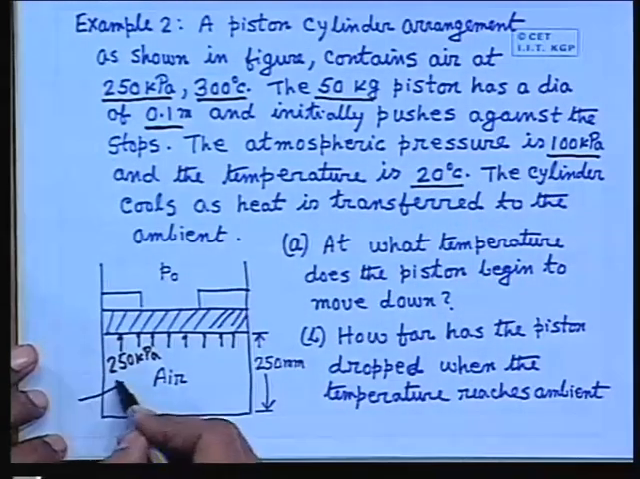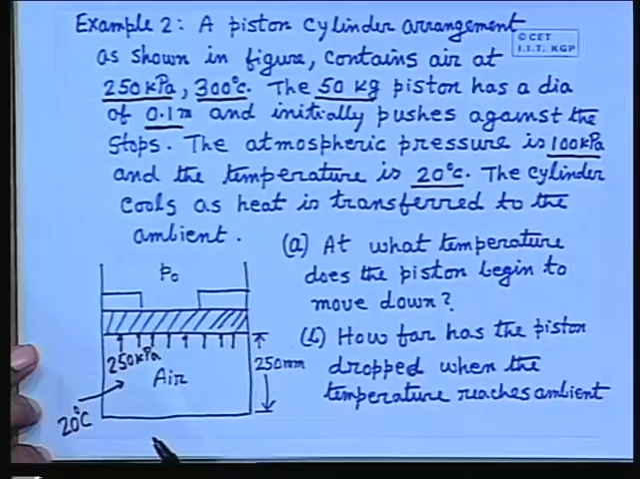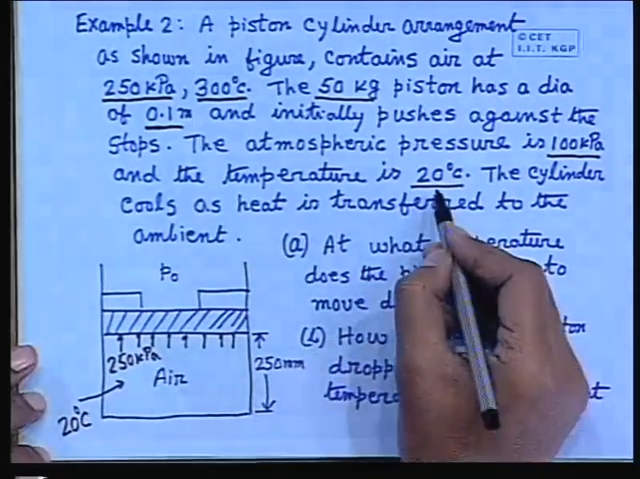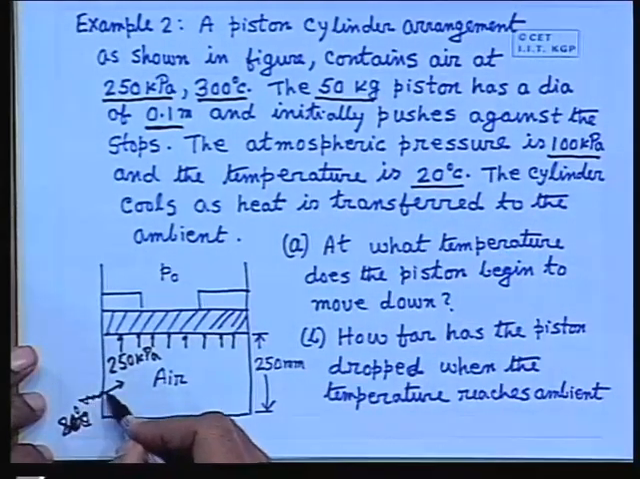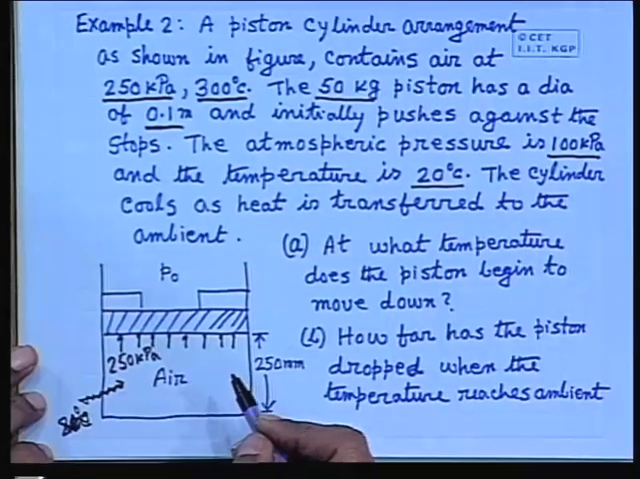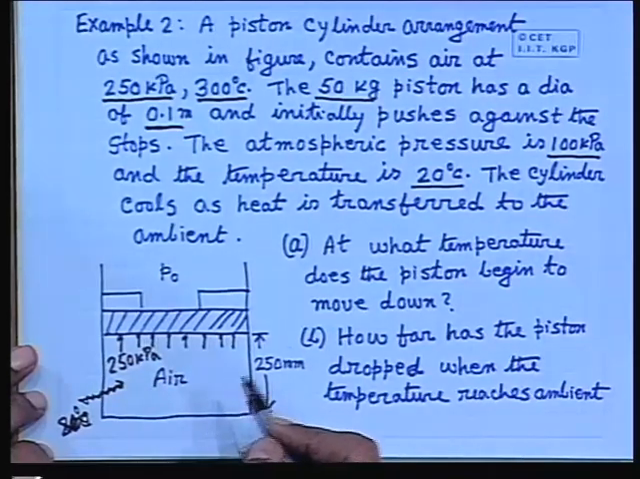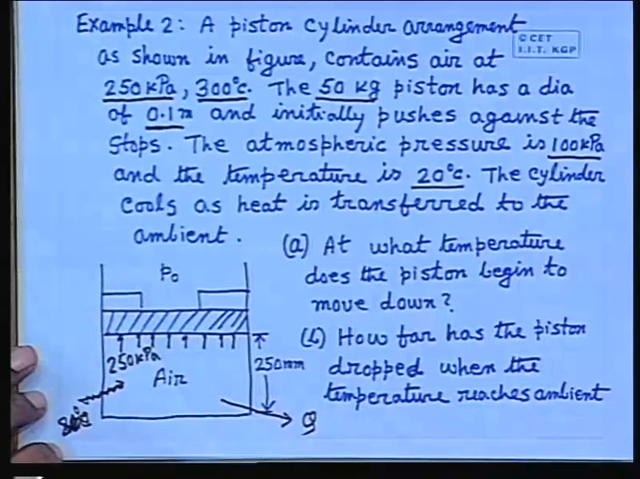That means this temperature, 20 degrees Celsius, is the initial temperature. Oh, I am sorry, it is the atmospheric temperature. The atmospheric temperature, sorry, is 20 degrees Celsius. Now the cylinder cools as heat is transferred. Now heat is being transferred from the cylinder, Q, to the ambient.